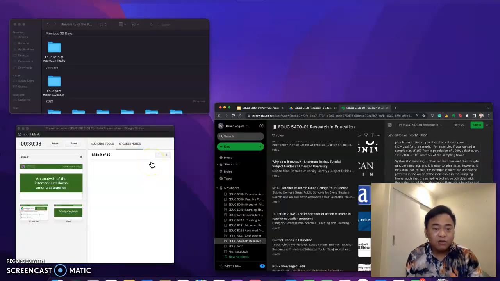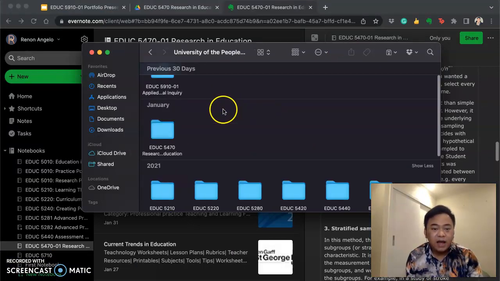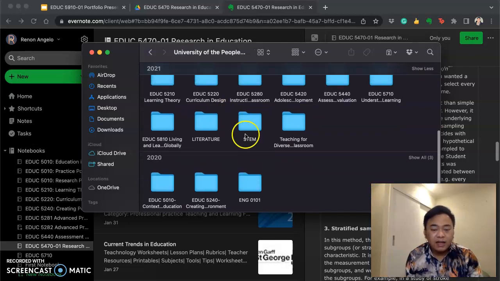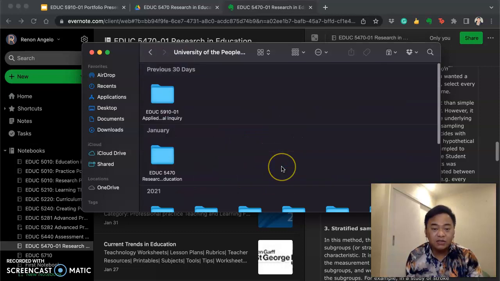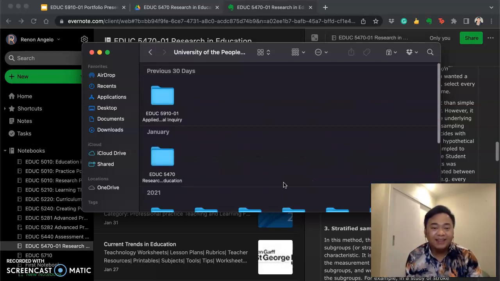And also here on my folder, I don't know if you can see that one, I actually saved that. All my files are actually saved on my desktop. So here it's organized since day one, all of the subjects I've been learning.